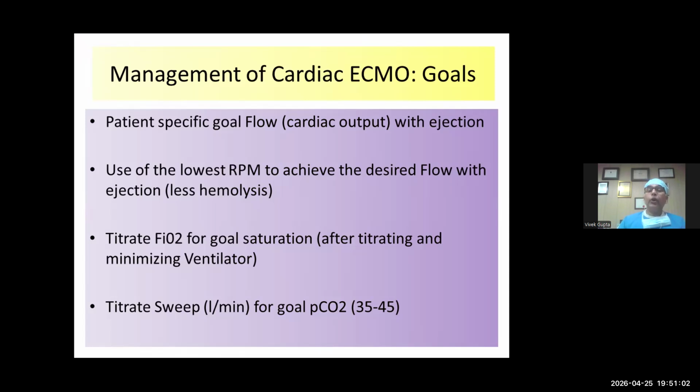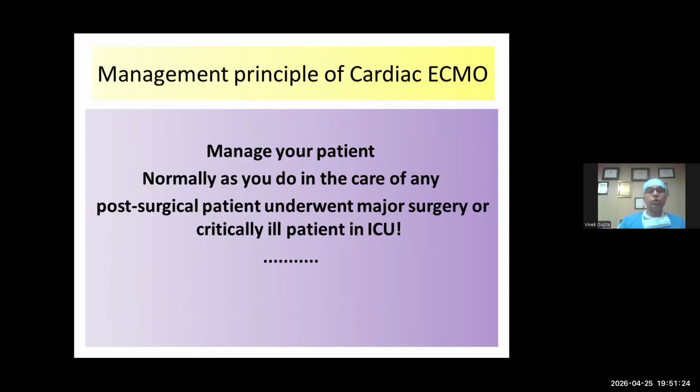How do you understand this? You look at tissue perfusion, maintaining the mean arterial pressure, and you look at the lactate and bicarbonate. If the lactate is dropping, bicarbonate is improving, the patient's hemodynamics is fine, and the patient is having a good ejection, probably that's the ideal flow for your patient. You titrate FiO2 for the goal saturation, and maintain the sweep flow as per the PSU.